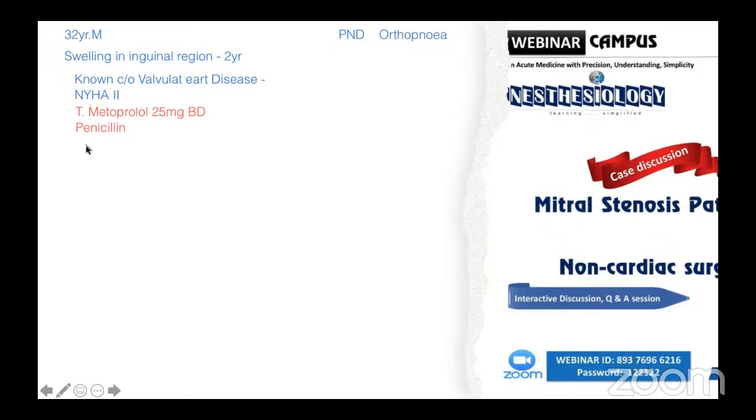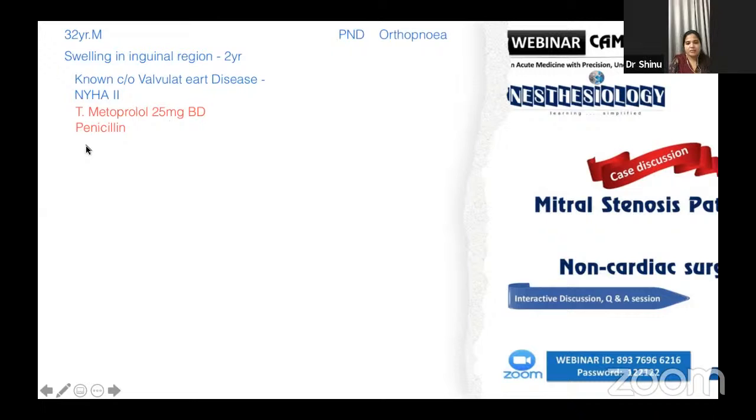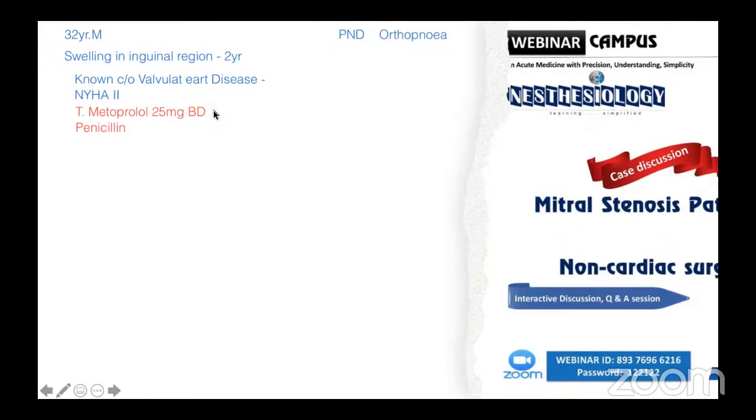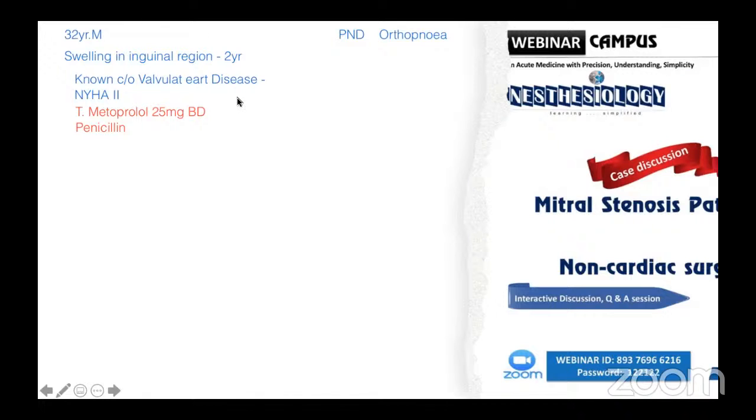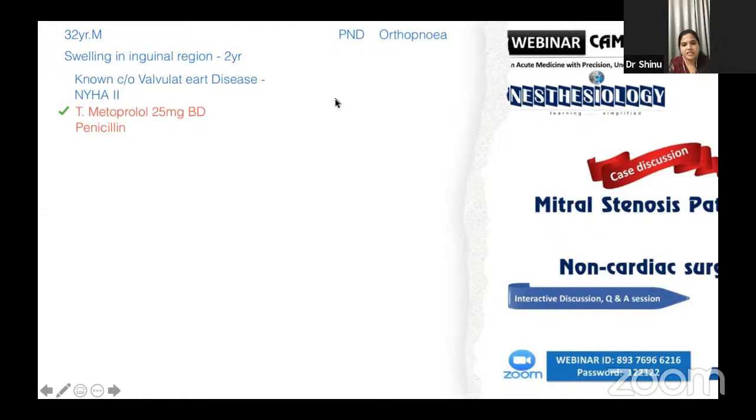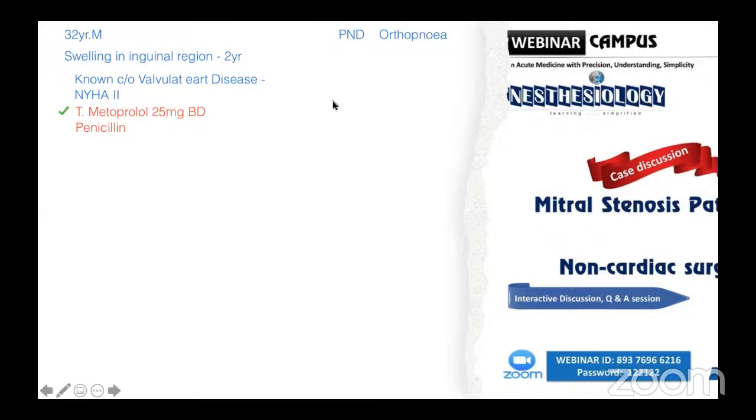Carry on. Okay, ma'am, on physical examination, the patient is conscious. Which group of drug is this metoprolol? Beta blocker, ma'am. Which group? Metoprolol is a beta-1 selective beta blocker, ma'am, so it is a cardioselective beta blocker.